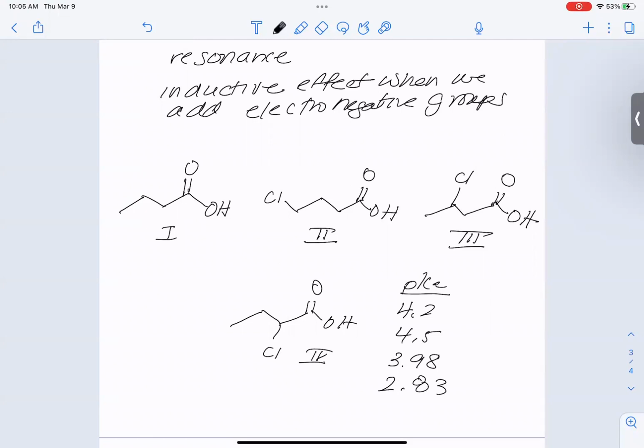All right, what I want you to do is take these pKa values and match them up with the acids that I've listed.